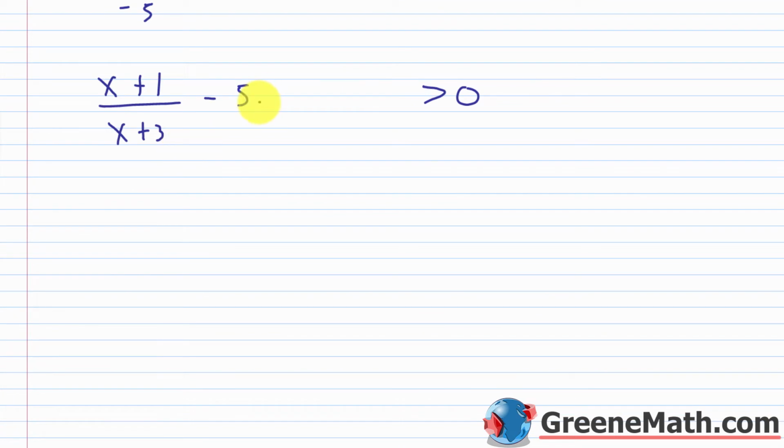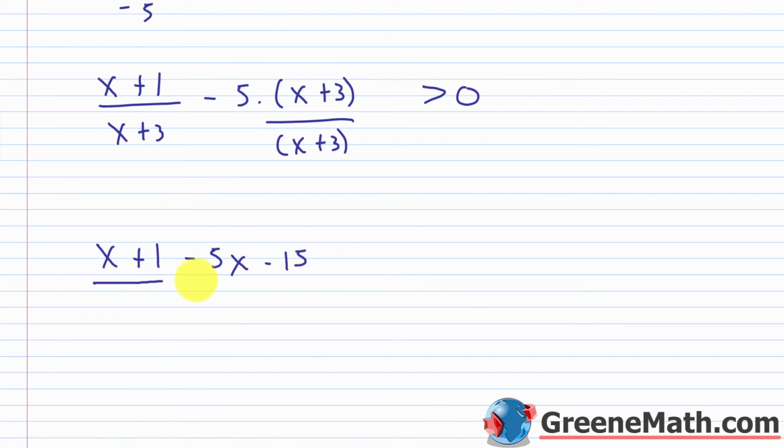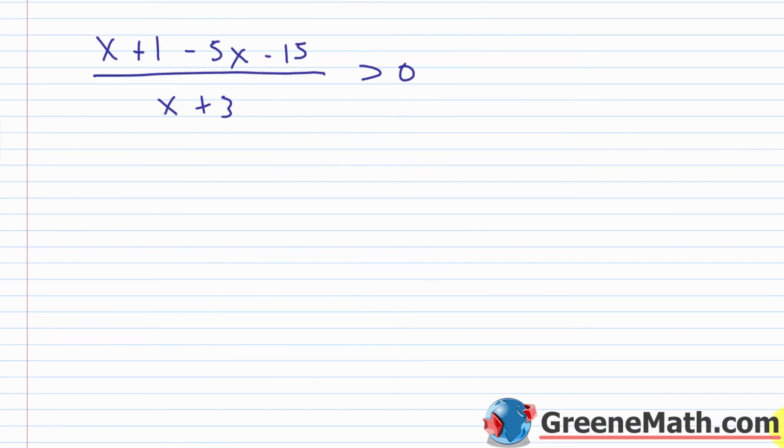To get a common denominator, I would just multiply this by the quantity (x plus 3) over the quantity (x plus 3). Very easy. So I would have x plus 1, and then negative 5 times x would be minus 5x, and then negative 5 times 3 would be minus 15. This is over the common denominator of x plus 3. Of course, this is greater than 0. So in the numerator, if we combine like terms, x minus 5x is negative 4x, and then 1 minus 15 is negative 14. So you would have (negative 4x minus 14) over (x plus 3), and again, this is greater than 0.